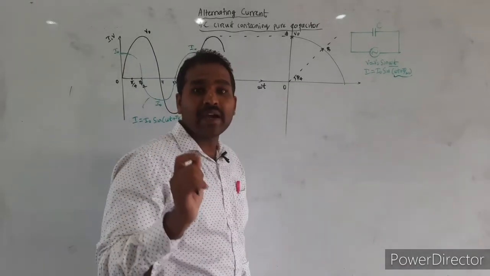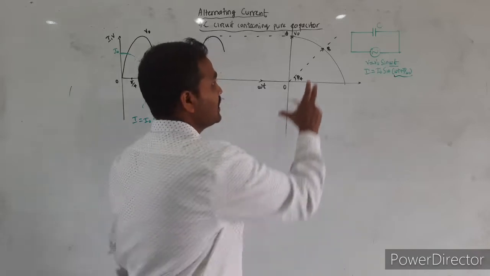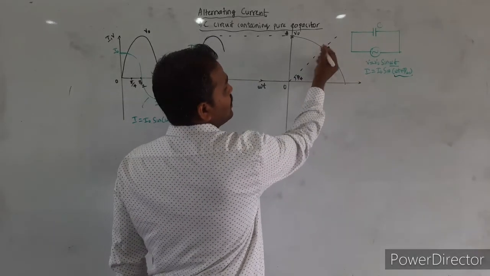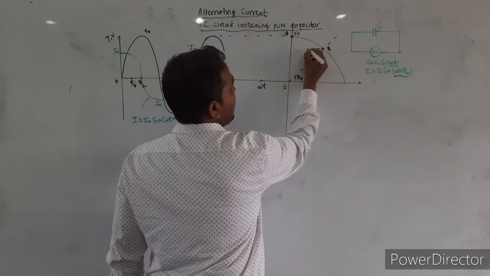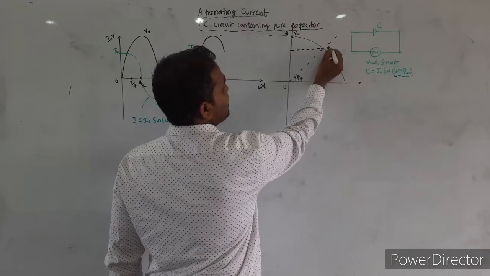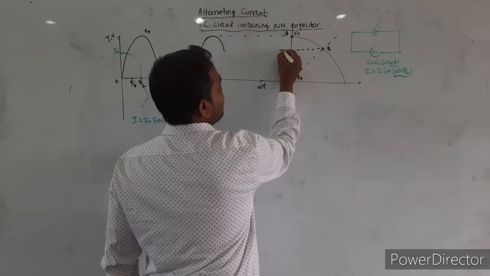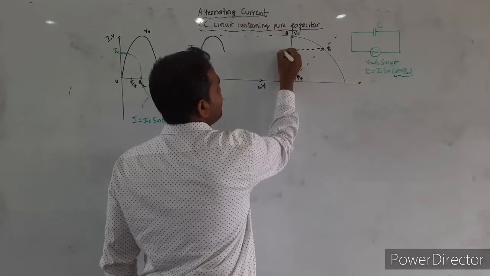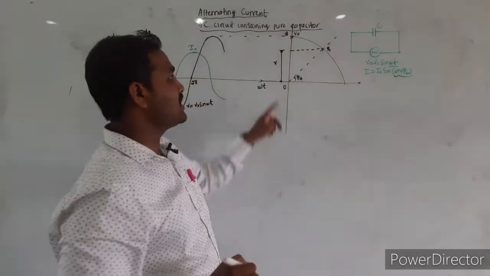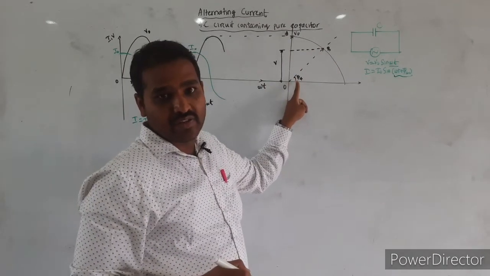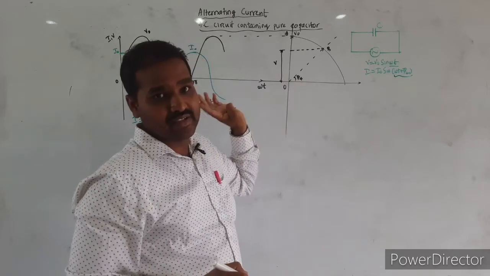Okay, and what is the magnitude of that instantaneous voltage? This length is not the magnitude. So to get the instantaneous voltage, I will just project the tip on this vertical axis, and this height will give me the instantaneous voltage when the phase angle is 45 degrees or pi by 4 radians.